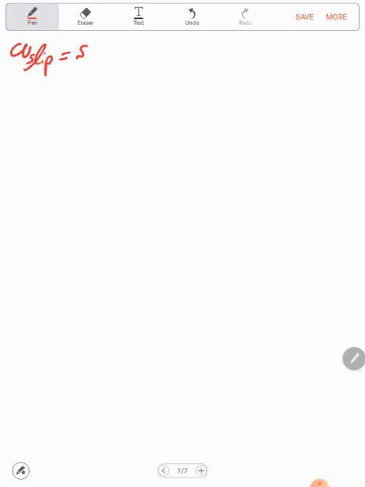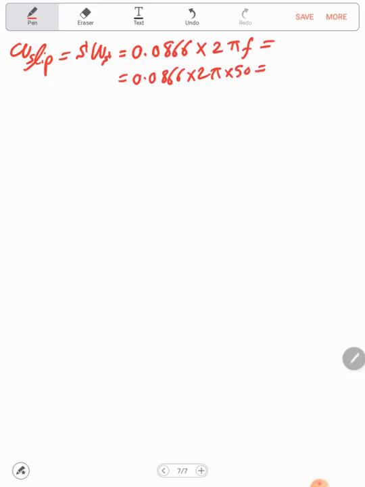which equals S omega S, and this equals 0.0866 multiplied by omega S, which is 2 pi F, and F is 50 hertz. So this will equal 0.0866 multiplied by 2 pi multiplied by 50, and this will equal 27.226 rad.